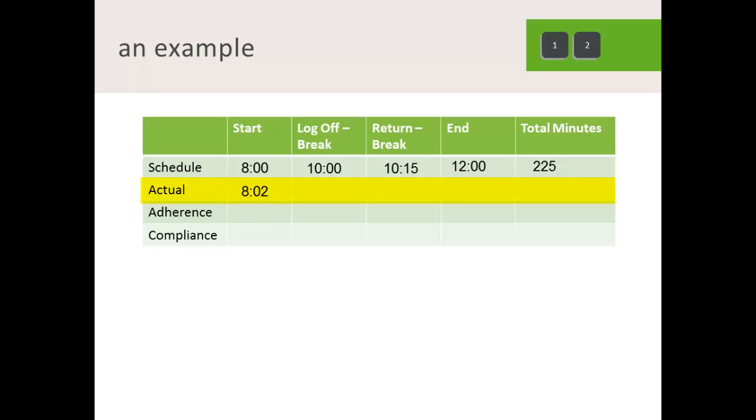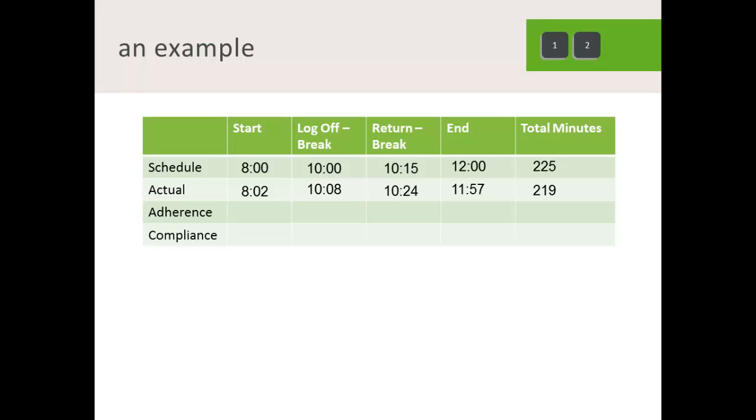Well, came in 2 minutes late, logged off 8 minutes late for their break, took a 16-minute break, not a 15-minute break, and then closed the day out 3 minutes early. Pretty common. Add those minutes up across, what do you get? 219 minutes of man time. So that's what actually happened. We were looking for 225 minutes according to our schedule.